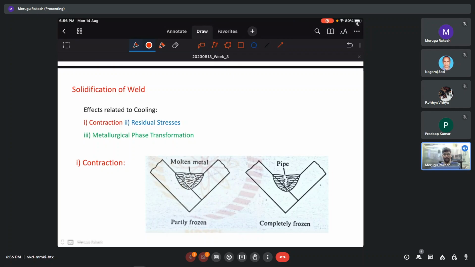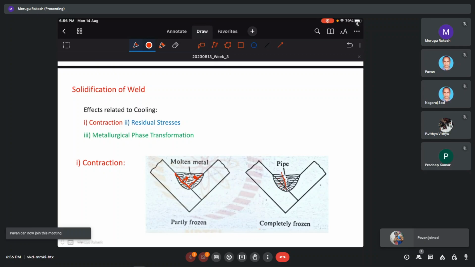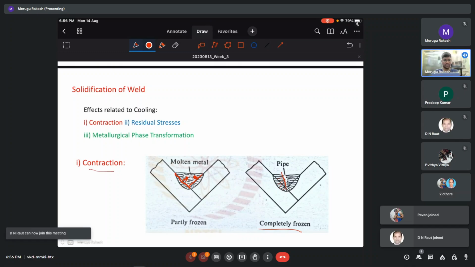So the contraction happens because, if you see this joint, we have a molten pool. From this edge and from this edge, the solidification happens inward toward the center. Then what happens due to shrinkage? This metal is being supplied, and then at the center you see this pipe, which is an incompletely solidified region after the joint has closed. That is called a pipe defect, which is a contraction of the liquid.